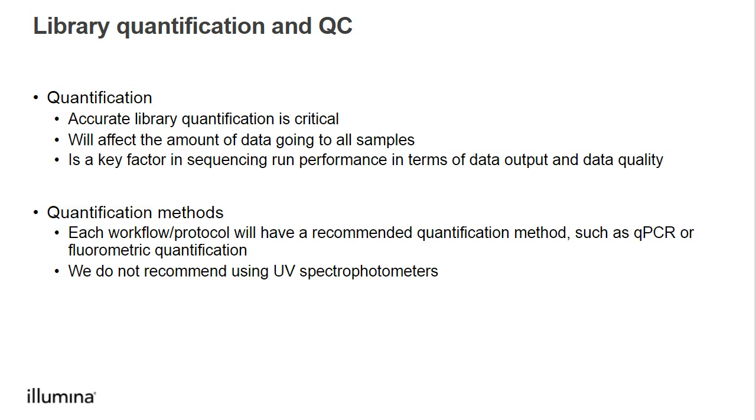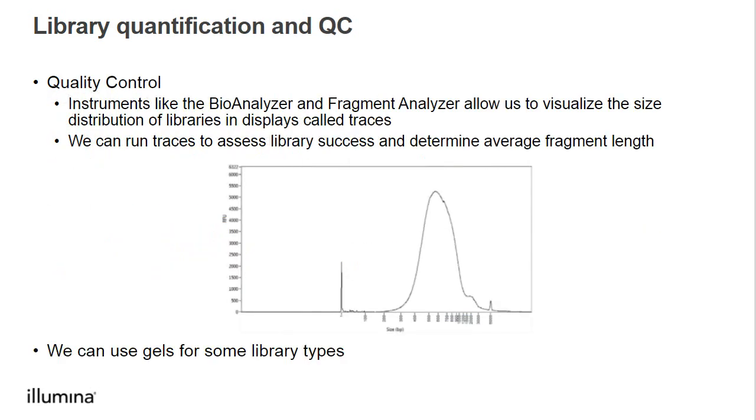For QC, instruments like the Bioanalyzer and Fragment Analyzer allow us to visualize the size distributions of the libraries in displays called electropherograms, which we usually just call traces. Traces give us information on the library size distribution and the average fragment length, and can help us to verify that the library preparation was successful before sequencing. Traces can also help us to identify if there were any issues during the prep too. This is an example trace here.